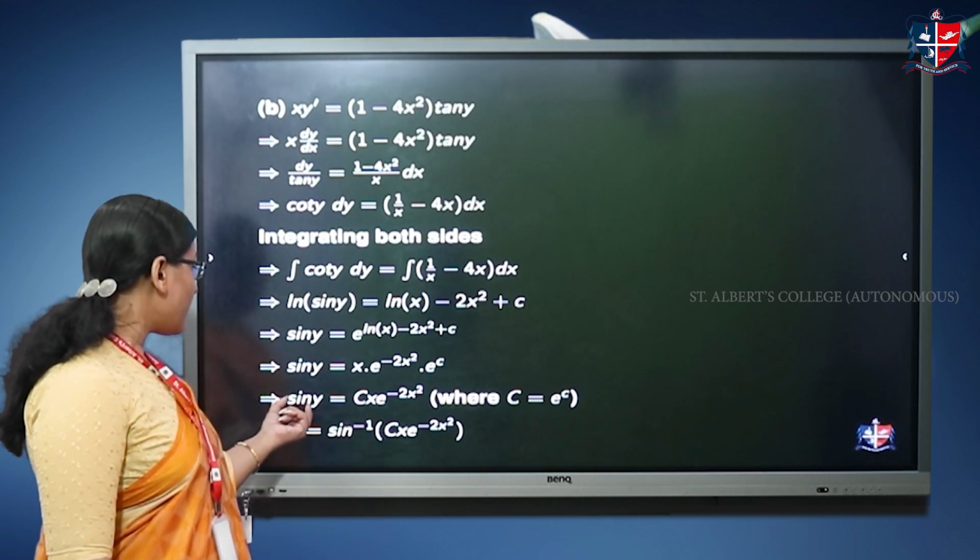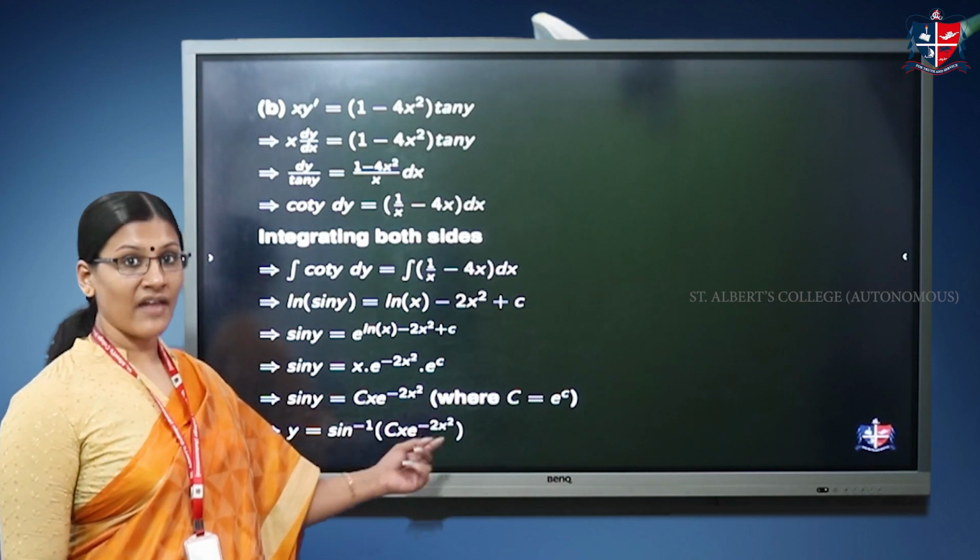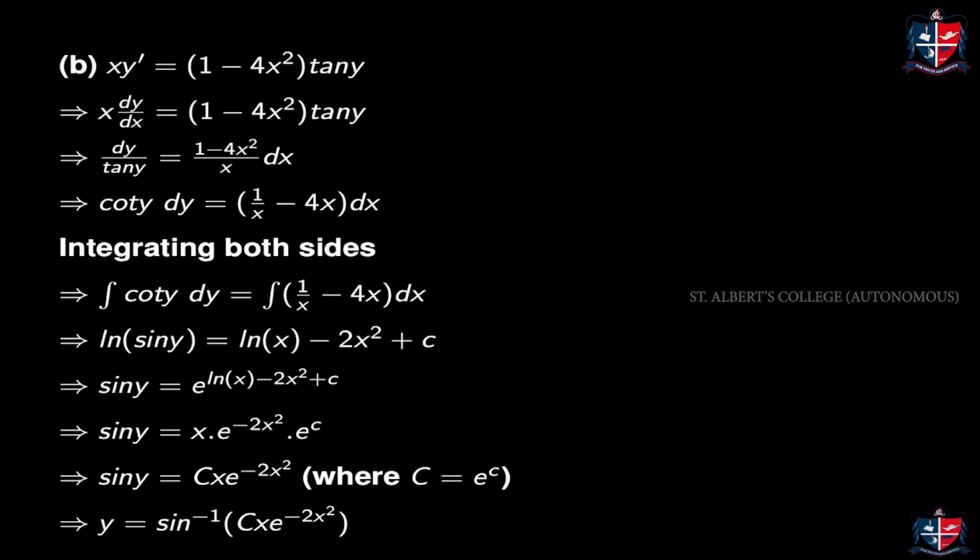Now we can bring this sine to the right hand side. It will become sine inverse and we get y equal to sine inverse of Cx e raised to minus 2x square. This is the final answer.